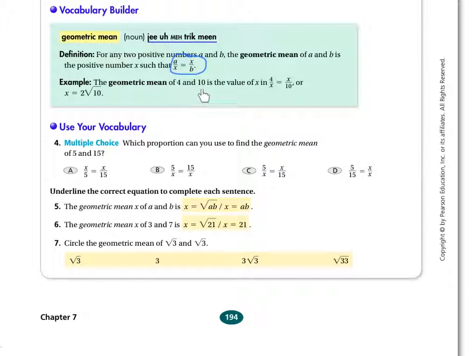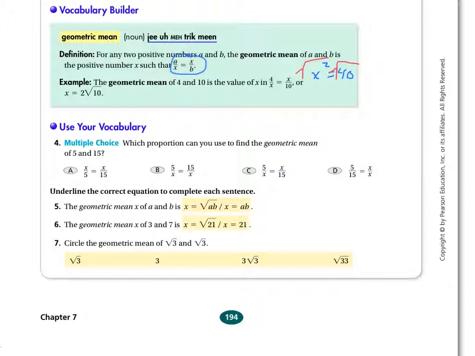So 4 and 10 are your extremes. They go on one diagonal to each other. On the other diagonal in the proportion, you're always going to put X and X. Okay? So when you cross multiply and solve, X times X becomes an X squared. They don't show this part, so let's go ahead and show it over here. Your cross products would be X squared equals, what's 4 times 10? 40. And then how do you solve for X? You take the square root of both sides, and technically when you take the square root of 40, it should be a plus or a minus, but because we know that X and A and B are all positive numbers, we're going to ignore the negative.